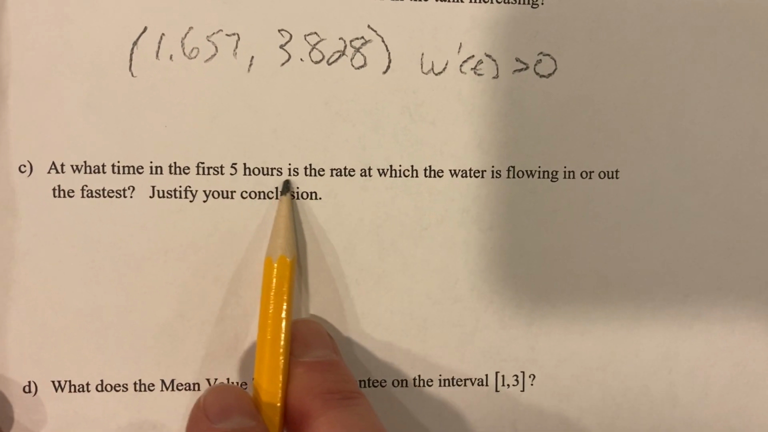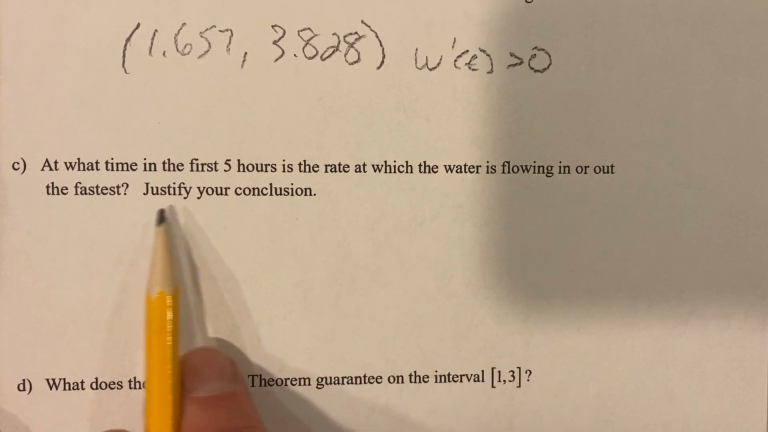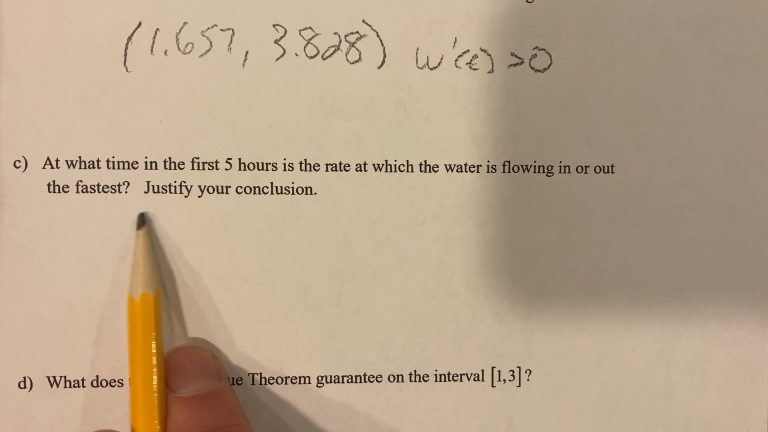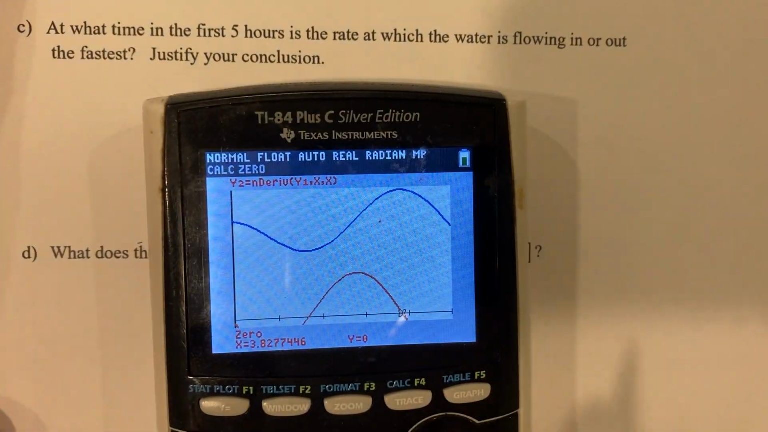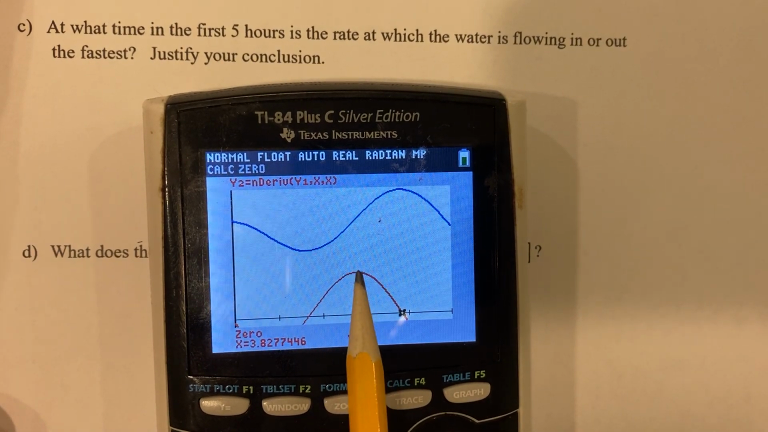At what time in the first 5 hours is the rate at which the water is flowing in or out the fastest? Justify your conclusions. All right. So we want to know when are we at our maximum? Well, we can kind of see that the maximum would be right there.